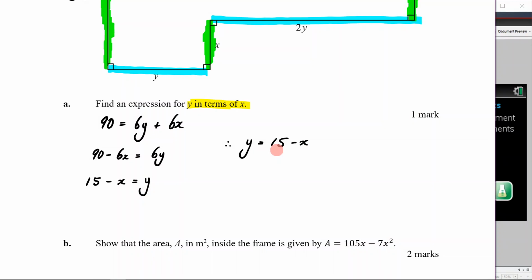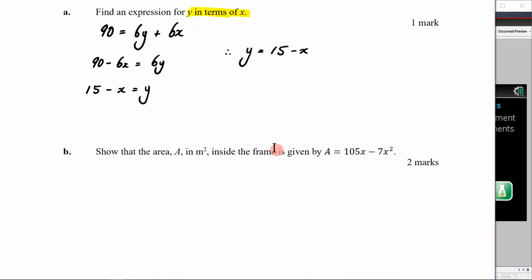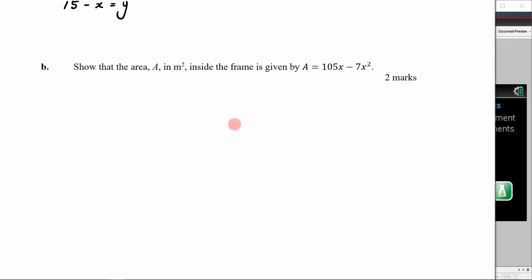Okay, let's now keep on moving and come to part B, which says, show that the area A in meters squared inside the frame is given by this right here. Okay, so it's a show that question. That means our final answer has to be this. We can't really use this to get our answer. We have to get there ourselves.